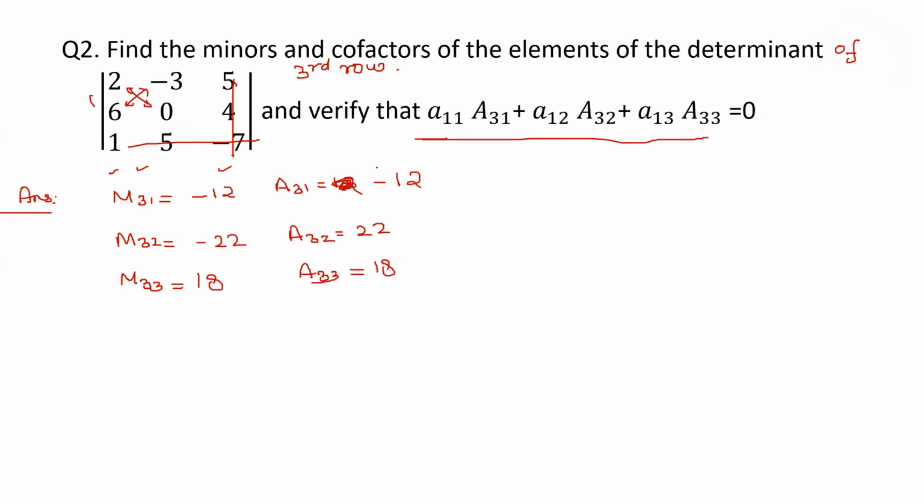So what's the point of verifying it? Because anyways, it's going to be 0 according to the second rule. According to the second rule, yeah. That's why they will ask you in the exam to prove this again. Okay, sir.